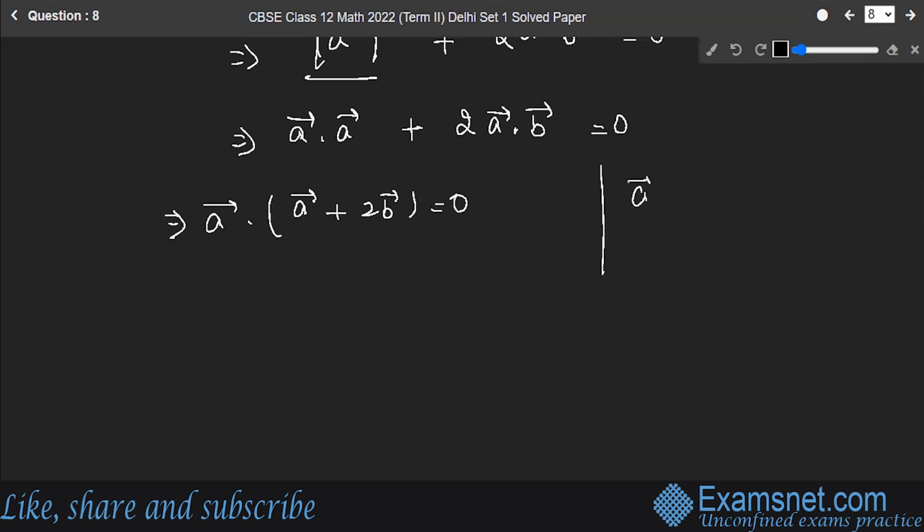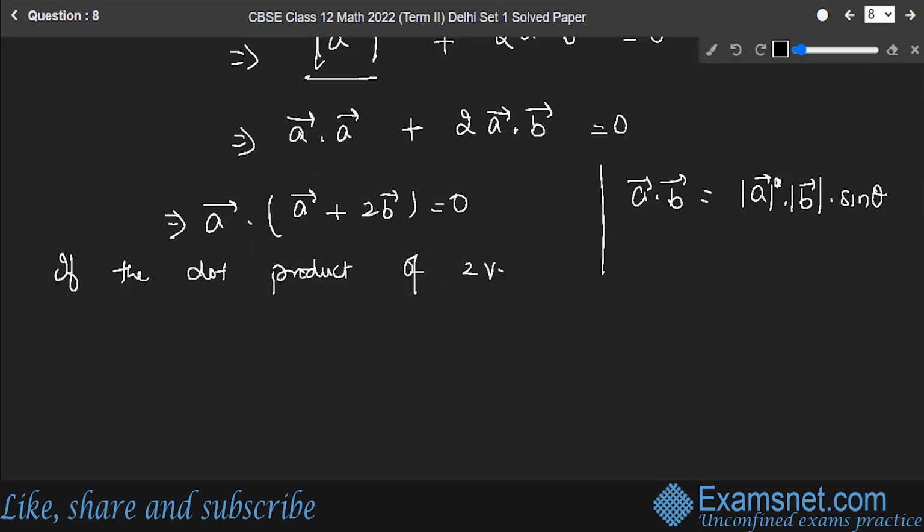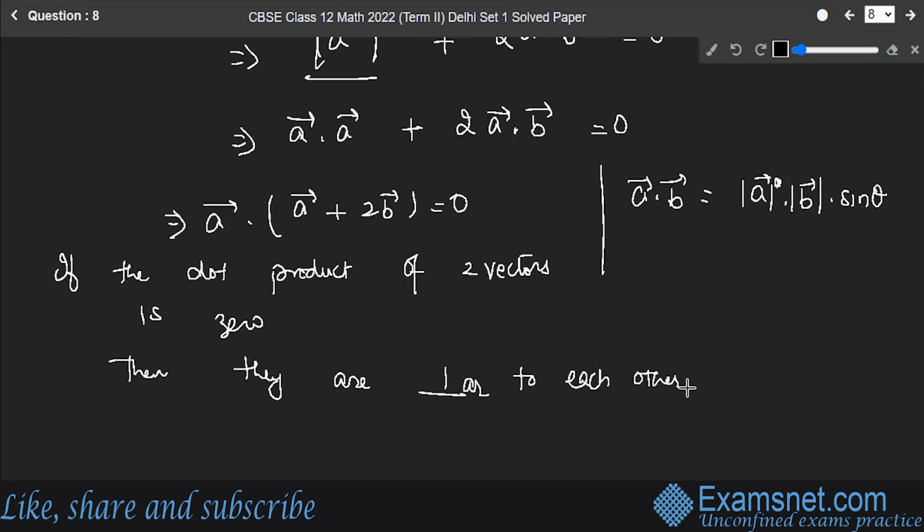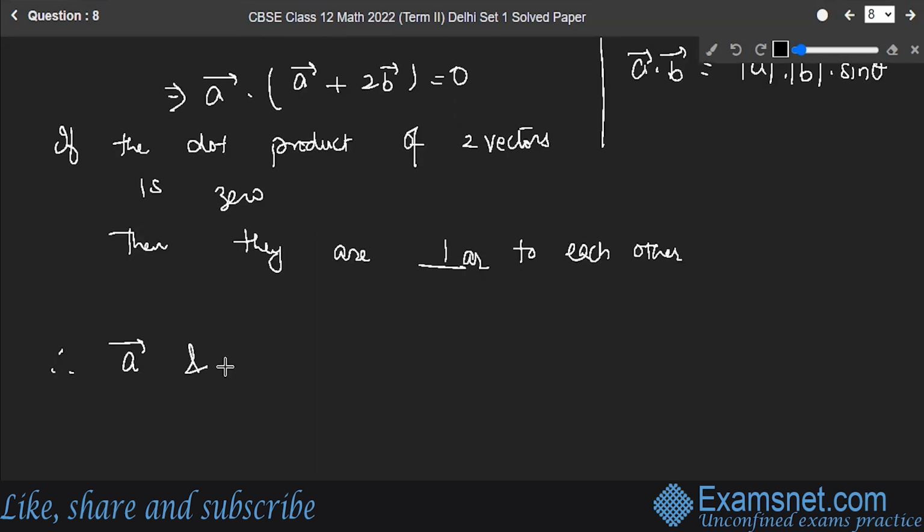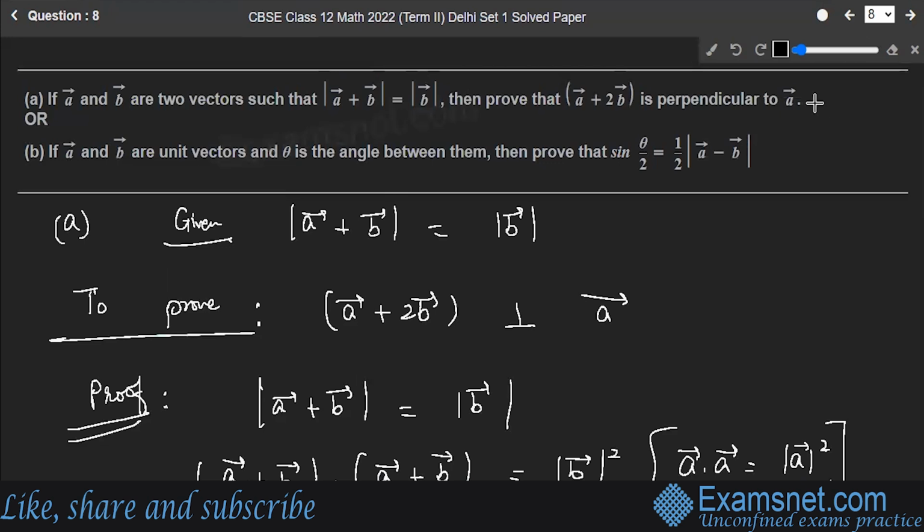Because if I'm talking about general two vectors, that is equal to magnitude into magnitude into the cosine of angle between them, right? So if the dot product of two vectors is 0, then they are perpendicular to each other, right? That means A and A vector plus 2B vector are perpendicular, right? So that's it. We have proved it, hence proved.